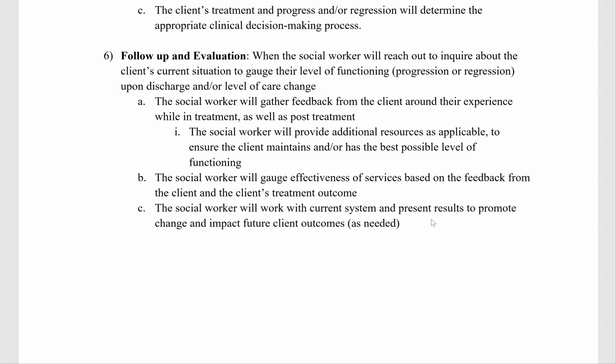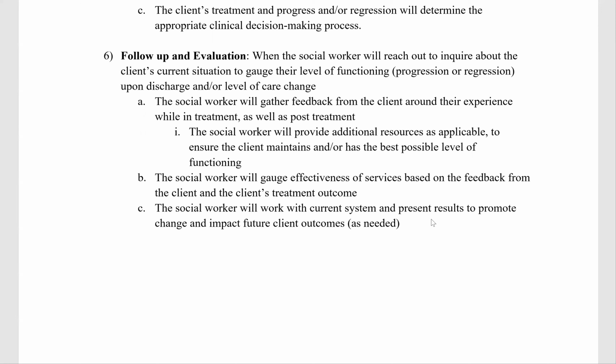So the social worker will gather feedback from the client around their experience while in treatment, as well as what post treatment looks like. The social worker will provide additional services as applicable to ensure the client maintains and or has the best level of functioning. The social worker will gauge the effectiveness of services based on the feedback from the client and the client's treatment outcome. So when we're gathering feedback, it's also to amend and change our current progress and or programs to better fit the client's needs that we are currently working with.